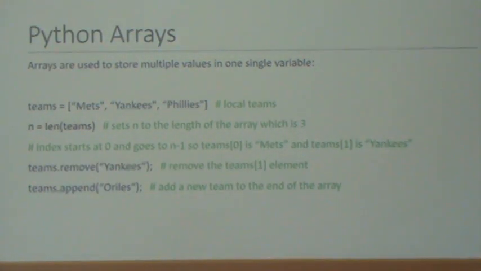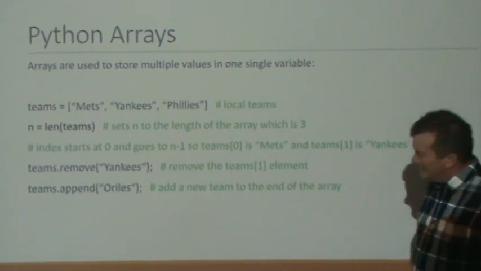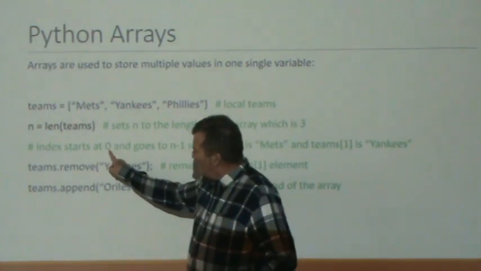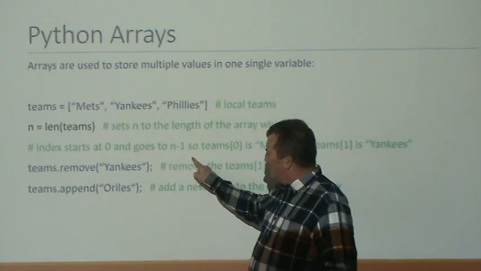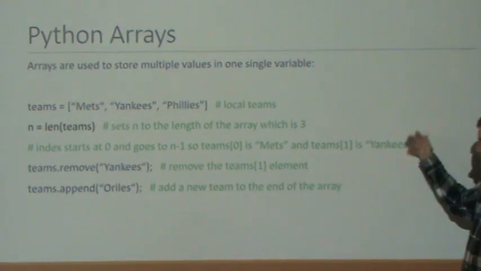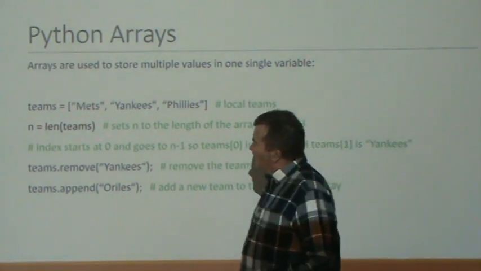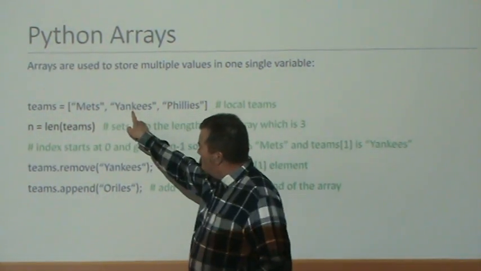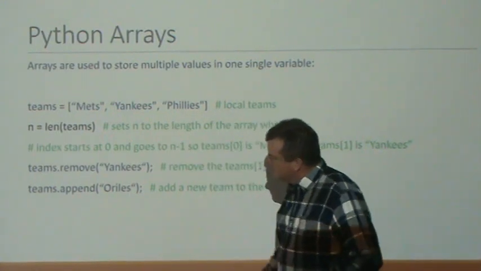And then here's a comment, we can index starting at 0. We go through the array starting at 0 and we go all the way up to n minus 1. So team 0 is the Mets and team 1 is the Yankees, right? So team 0, team 1, team 2.